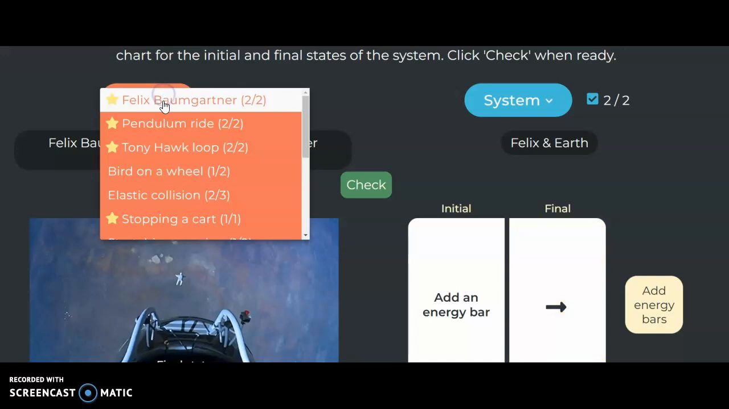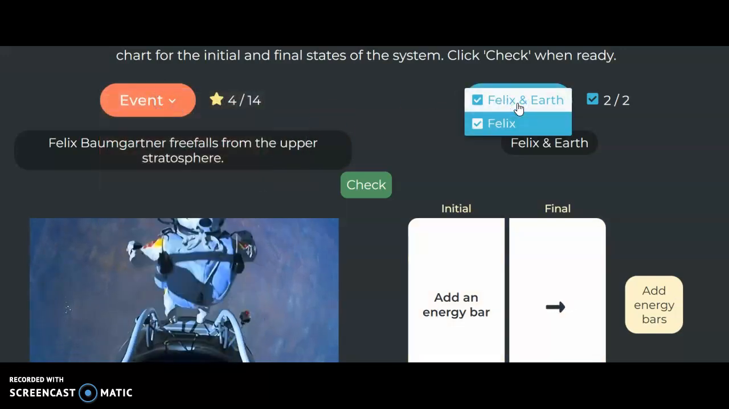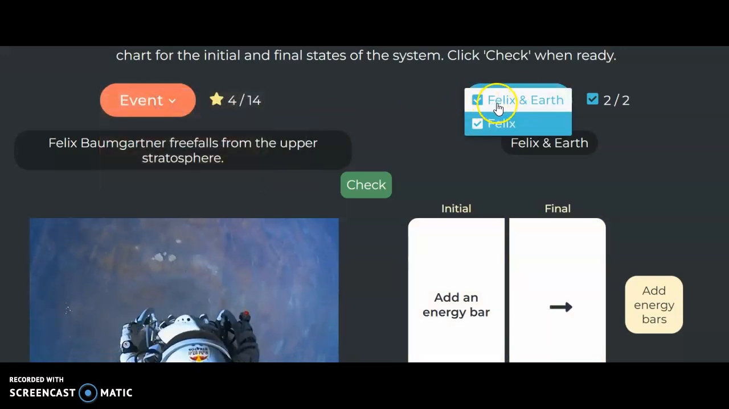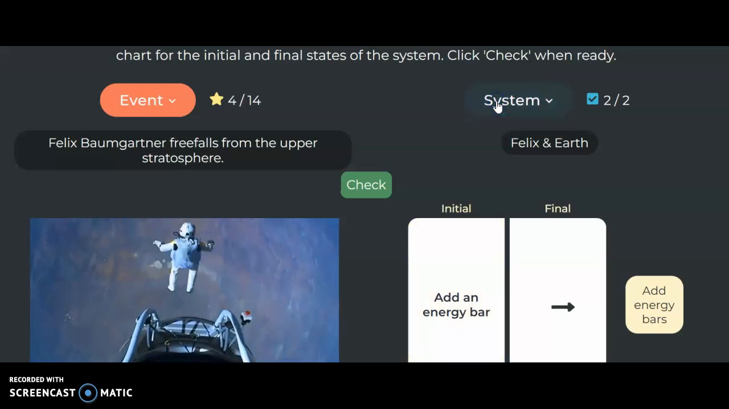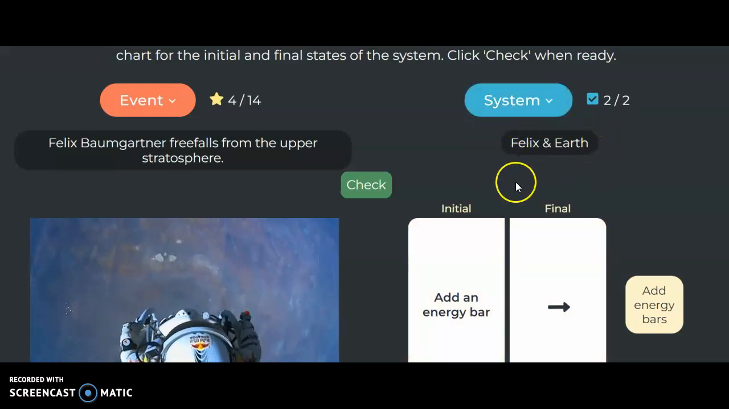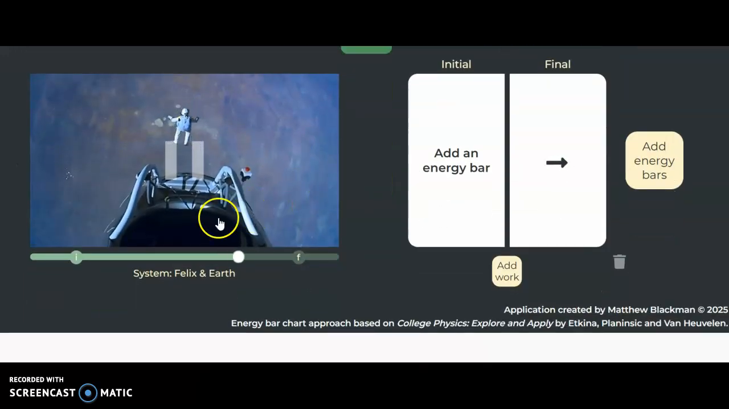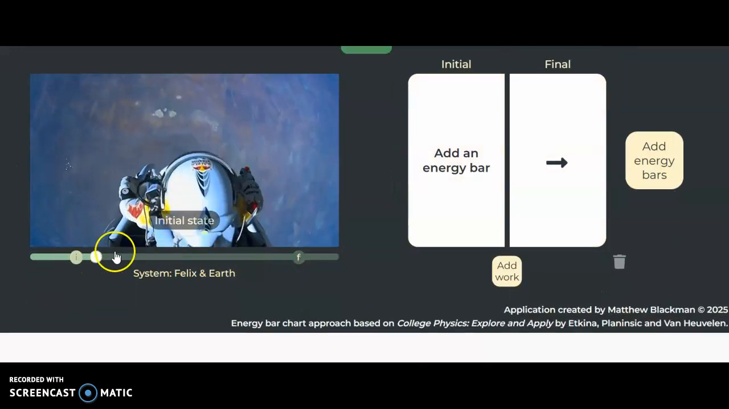So first I'm going to pick that, and then over here you can pick the system. So first I'm going to do Felix and Earth. So that's the one I'm going to use. So the Earth is part of the system. Now make sure you look at the initial and final states.